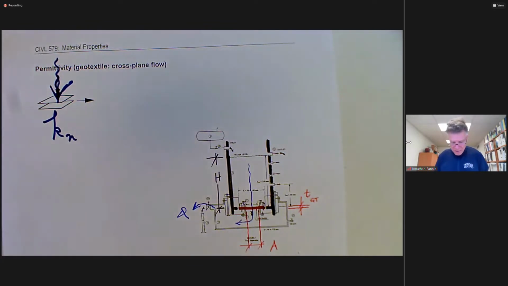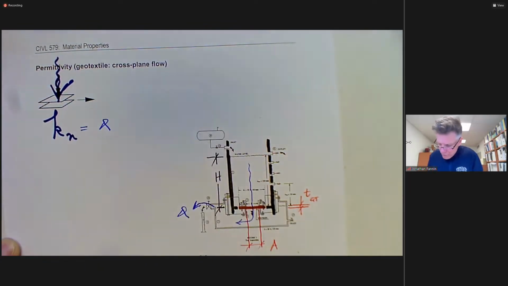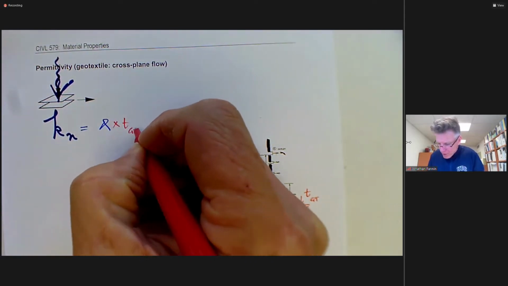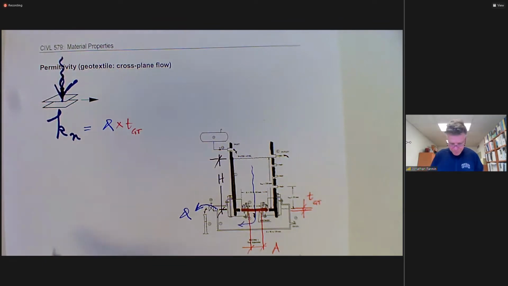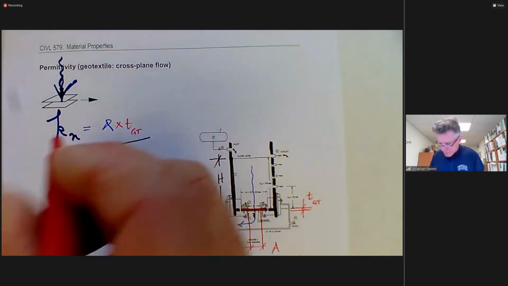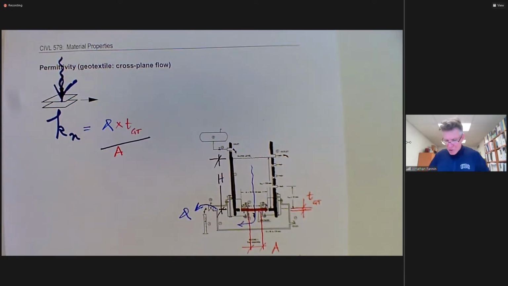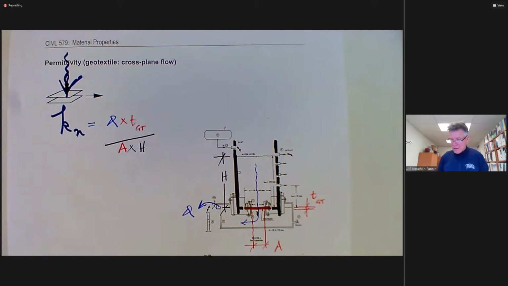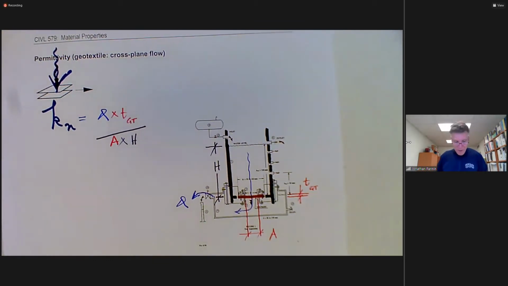And that hydraulic conductivity, K sub n, is equal to Q multiplied by the thickness of the geotextile, divided by the cross-sectional area A and the differential head H across the system. The H over GT is giving us the hydraulic gradient. And that's often expressed and reported by manufacturers and picked up in the Canadian Foundation Engineering Manual as a permittivity.